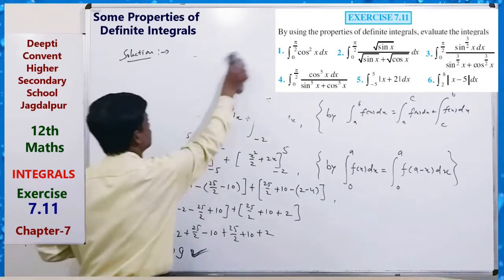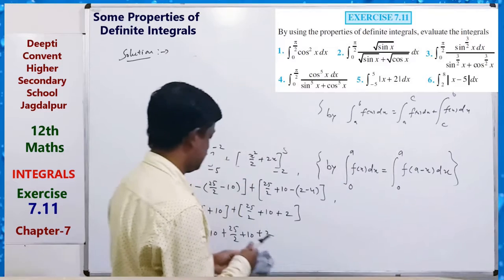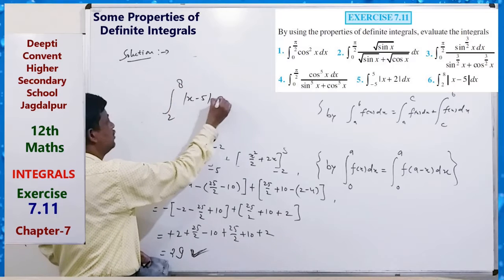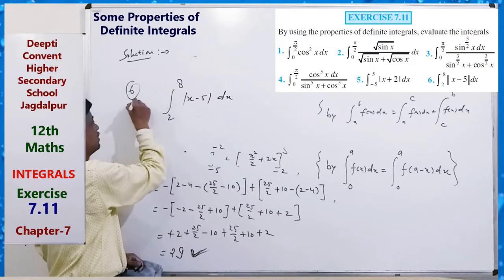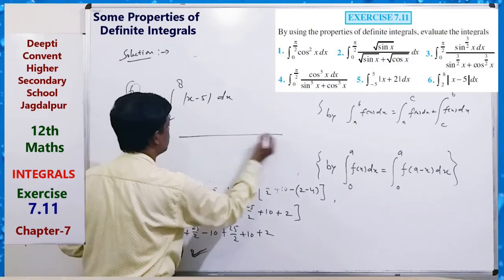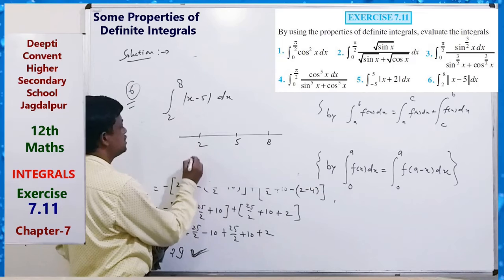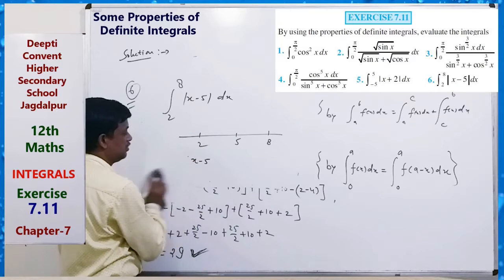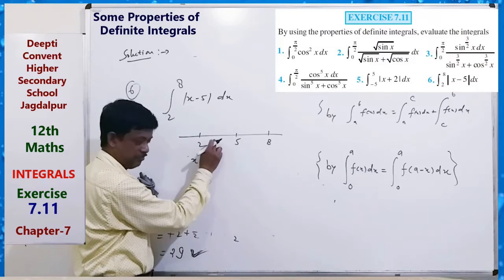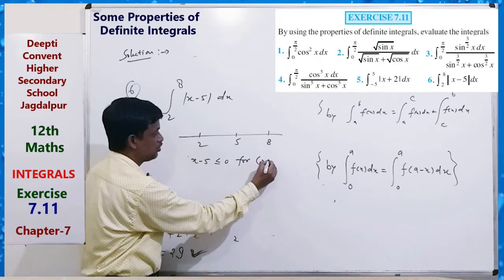Okay. Now question 6 is a similar question. Question 6 is what? Question 6, modulus of x minus 5, from 2 to 8. For here also we see the interval 2 to 8, here 2, here 8. So here 5. Then we see that x minus 5 is the lesser value. If x is less than 5, then this is negative. For where? 2 to 5.